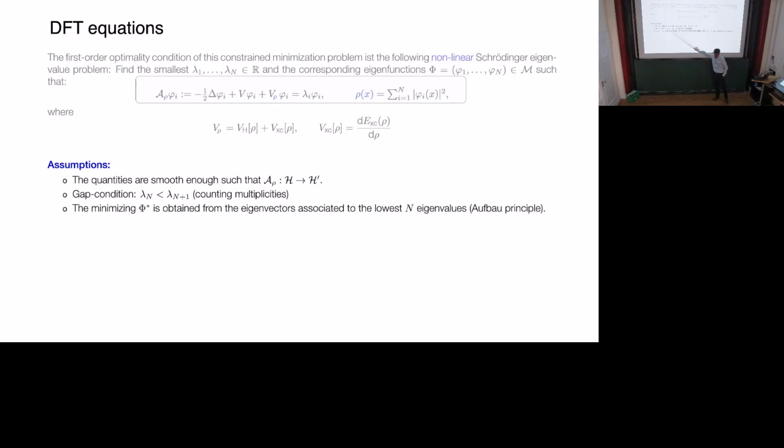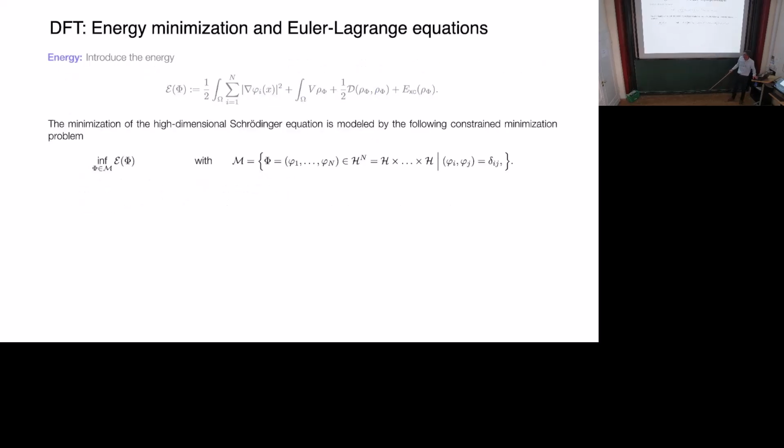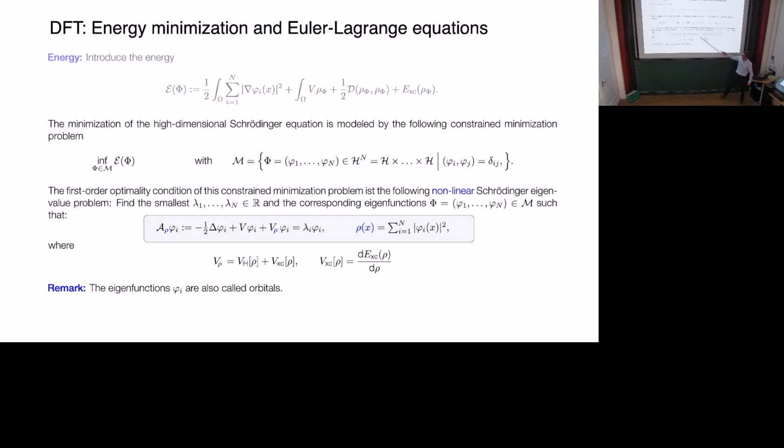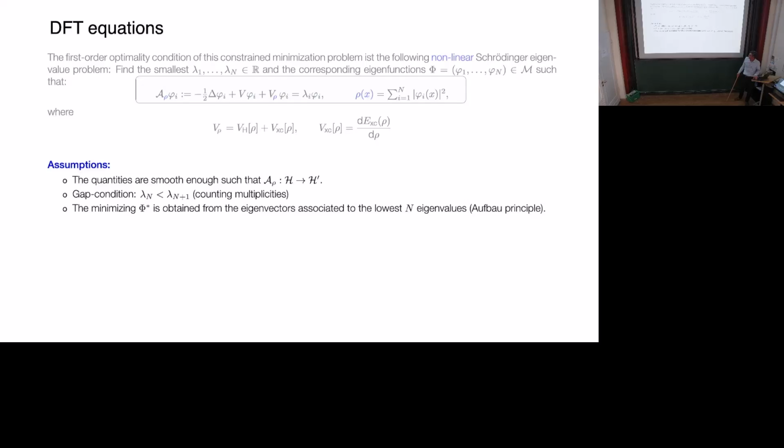We need a gap, because when I say the smallest, I need a gap to the next one. Otherwise, what are the smallest n eigenvalues? And this typically arises for insulators, or that's how insulators are defined. There's a gap. For metallic systems, this is not the case. Okay, gap condition.